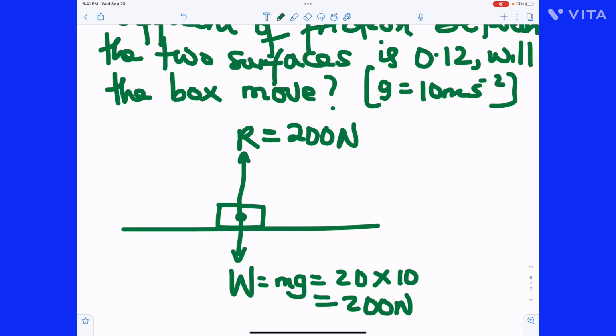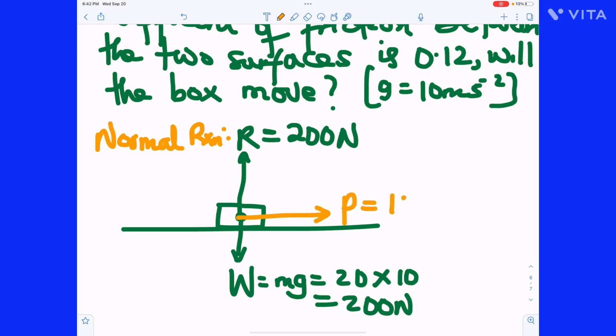You understand? So our normal reaction, we call it R, and it is equal to 200 newtons. So if I push this box with a force of 15 newton, let me take this as the direction of push, will the box move? If I push it with 15 newtons this way, there will be a frictional force acting this way.